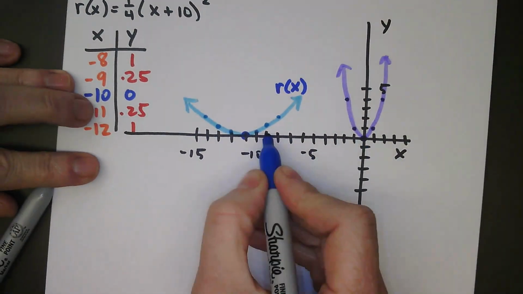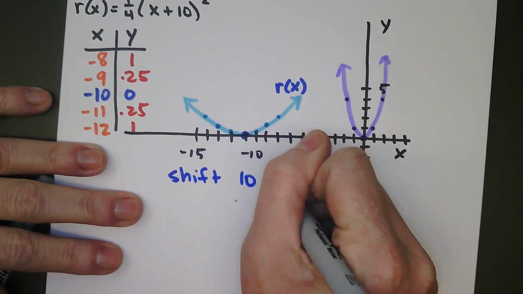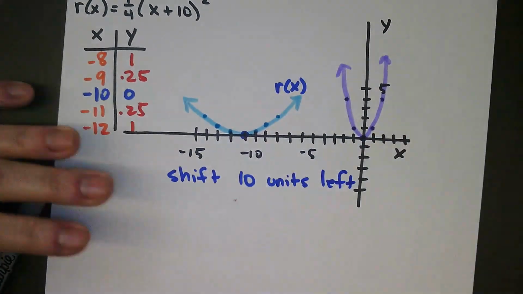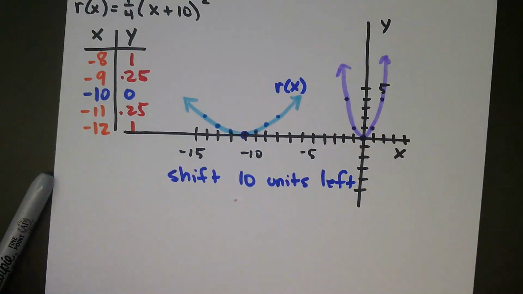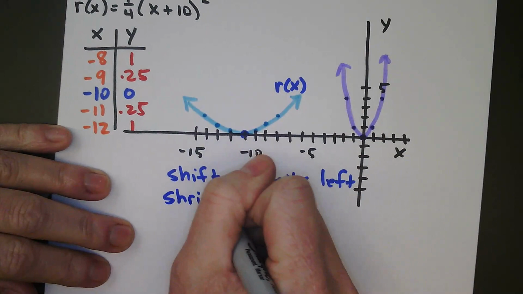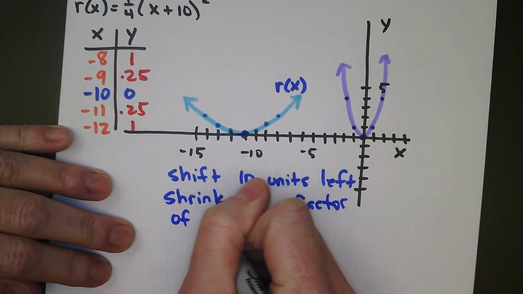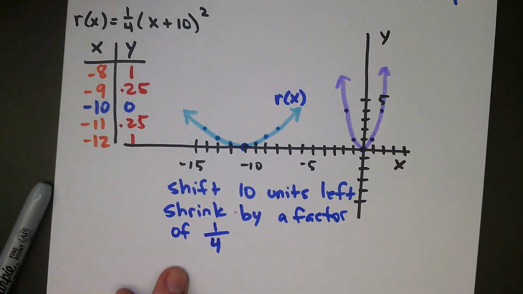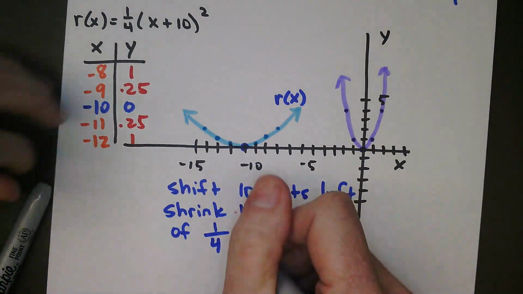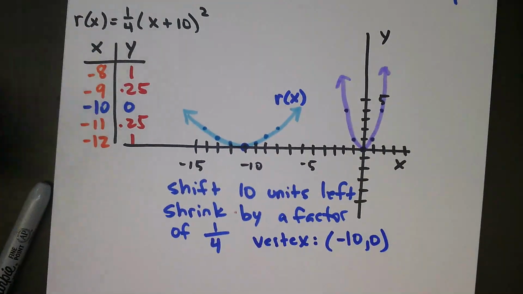So a couple things have happened. One, the vertex has shifted 10 units left. So we have a shift 10 units left. We didn't go up or down. It's on the same horizontal axis. But we definitely have a shrink. So this is a shrink by a factor of 1/4, and that's because my a value was 1/4, right? And that's my growth, 1/4 the rate. Vertex is at (-10, 0) instead of at the origin. And that describes all the differences there that we're looking for.